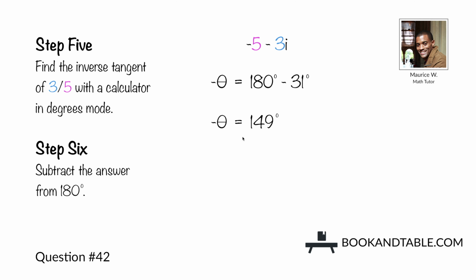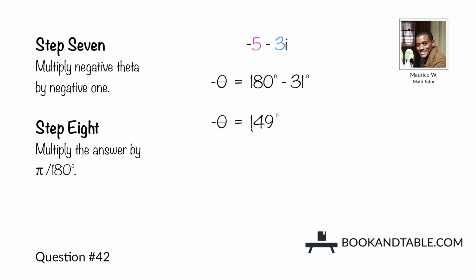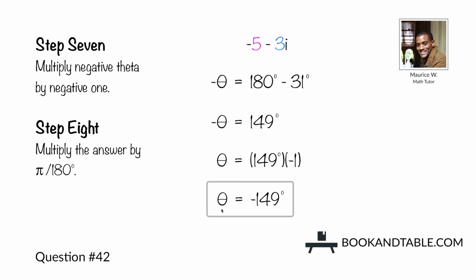This is our negative theta, because our argument is always going to be negative in the third quadrant. So we multiply negative theta, 149 degrees, times -1, giving us theta is equal to 149 degrees times -1, which shows us that the argument, or theta, is equal to -149 degrees.